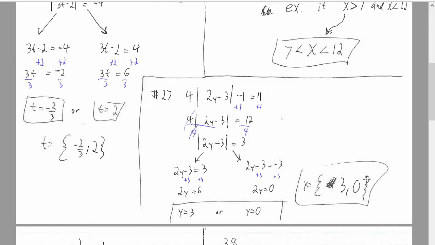Notice that these are not ordered pairs. It's not 3, 0 or 0, 3. It's not a point on a coordinate plane or anything. It's literally the answers are 3 and 0.